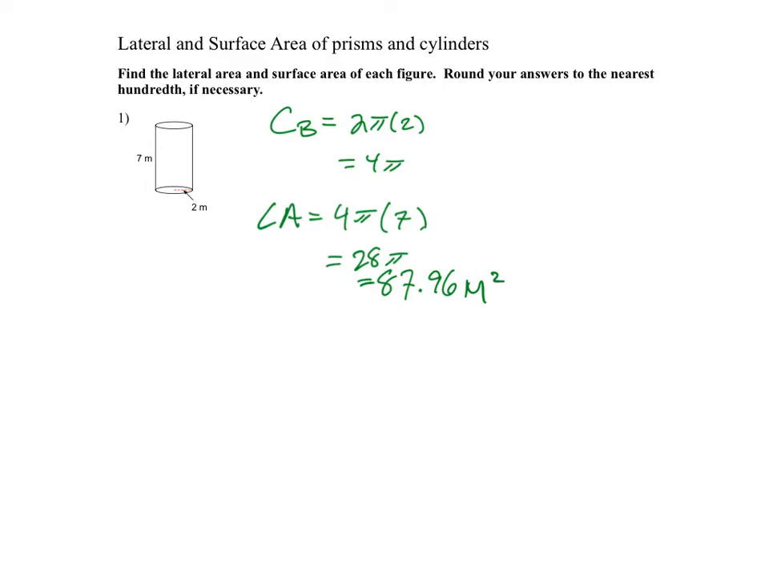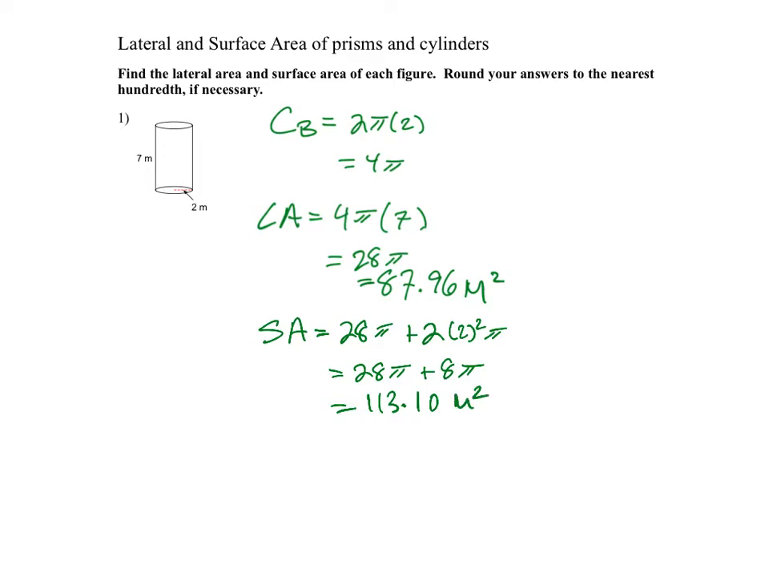So my surface area equals, I'm going to keep the 28 pi right here, plus 2 times the area of the bases. So 2 times 2 squared times pi. So this is 28 pi plus 8 pi. Now I'm just going to go to my calculator to find this exact value. So this is 113.10 meters squared. And I have my lateral area and my surface area over there.